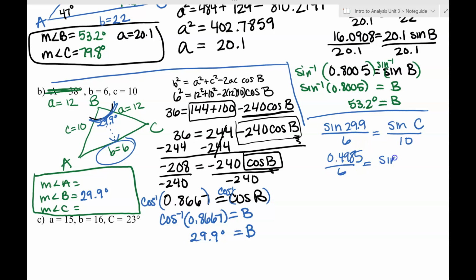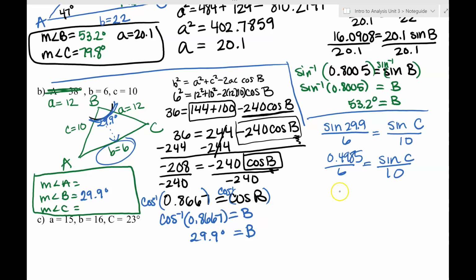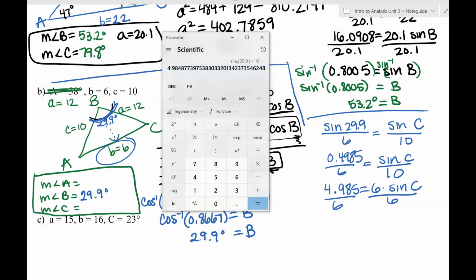Some of you might be able to solve this faster, and that's fine. We're going to multiply that decimal by 10, and we get 4.985 equals 6 times the sine of C. Then because we're trying to get that C alone, we're going to divide by 6. So 4.985 divided by 6 is going to give us 0.8308.